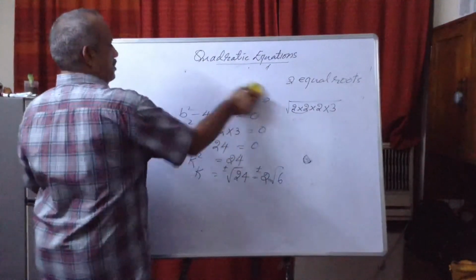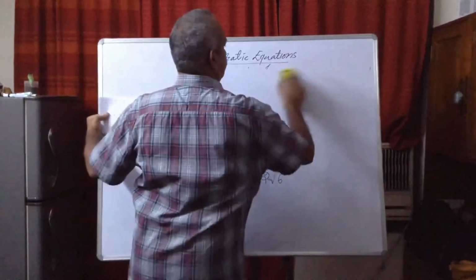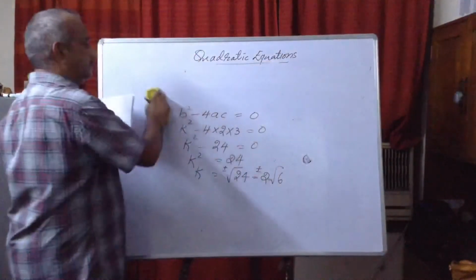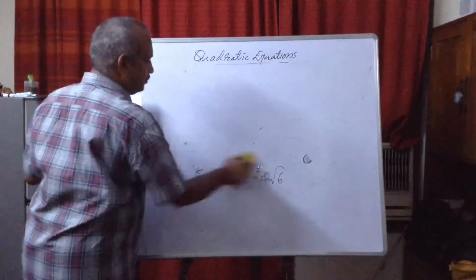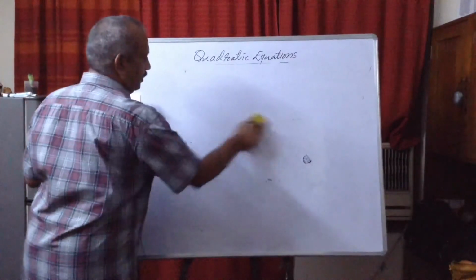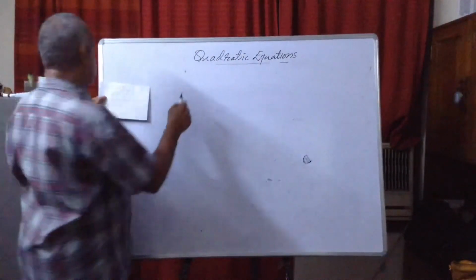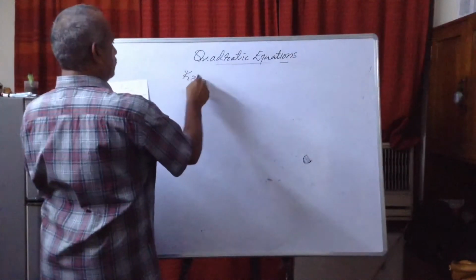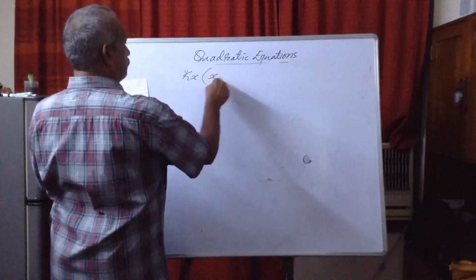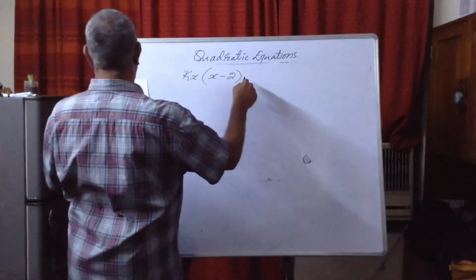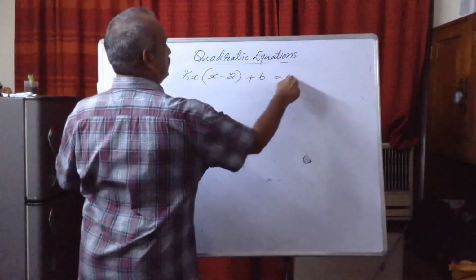In that case also, the question is, if it has two equal roots, find the value of k. So again, b square minus 4ac is equal to 0. We have kx into x minus 2 plus 6 is equal to 0.